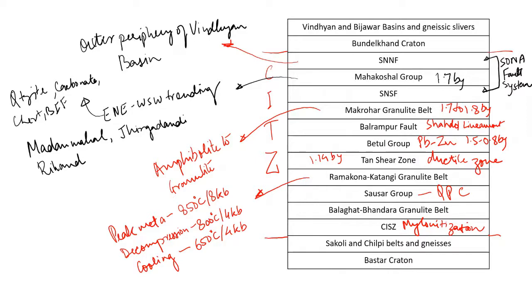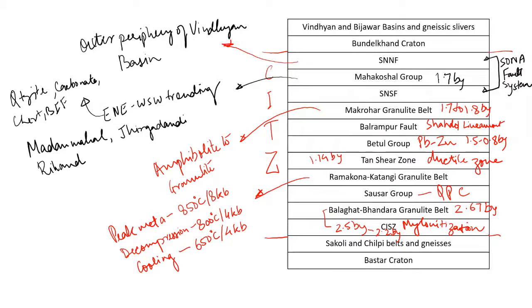It has narrow lenses of basic granulites. This whole region has basic granulites, magnesium aluminum pelites, aluminum rich pelites, banded iron formation, garnet sillimanite quartzites, etc. The age of the Balaghat Bhandara granulite belt is given as 2.67 billion years, while the age of subduction at CISZ is given as 2.5 to 2.2 billion years.